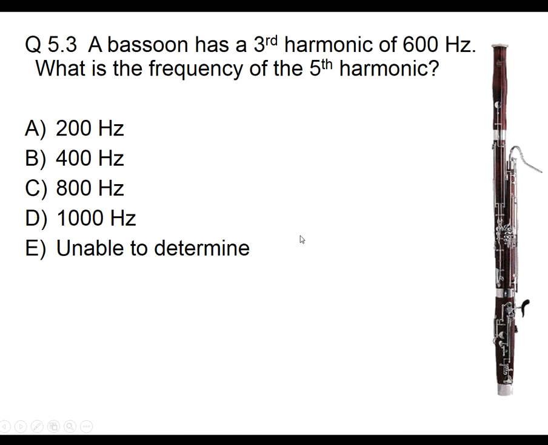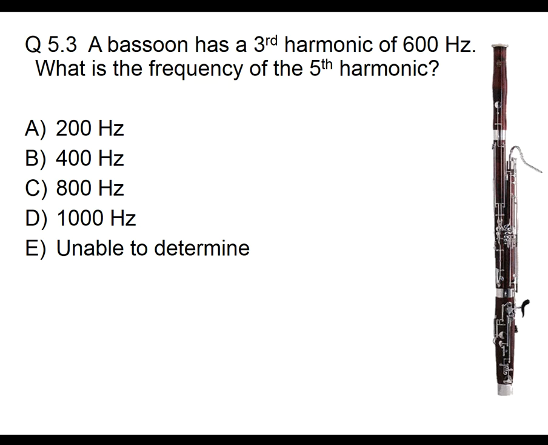Here's something that doesn't have to do with a string instrument, but it does have to do with harmonics. A bassoon has a third harmonic of 600 hertz. So what's the frequency of the fifth harmonic? This might require just a moment to remember what you know about harmonics. If you know the third harmonic, can you figure out the first? Go ahead and pause here and see if you can work this one out.